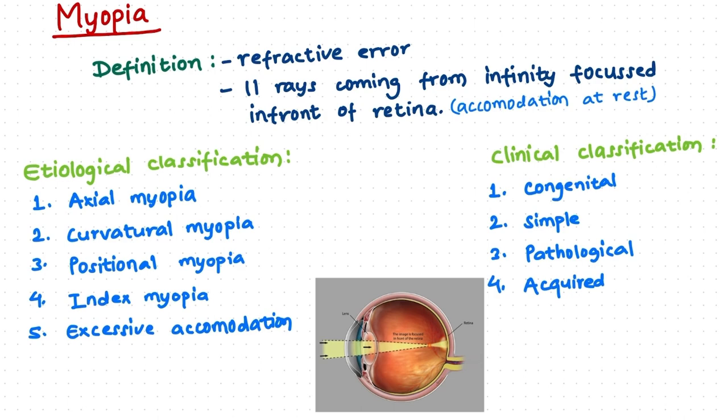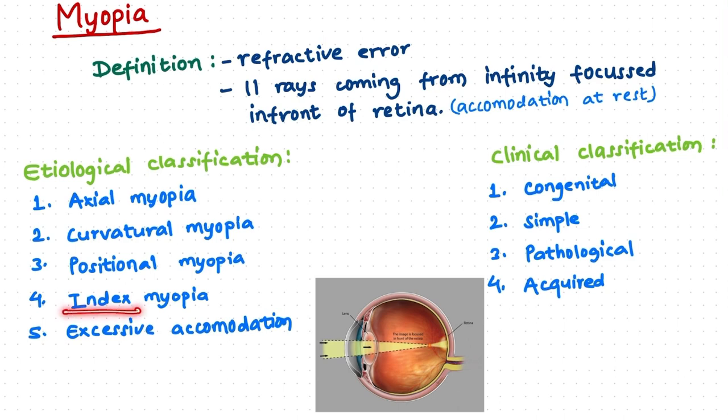Now coming to curvature myopia. What happens in curvature myopia is that there is an increase in the curvature of the cornea or lens or both, so that the rays of light are focused in front of the retina. Now positional myopia, it has to do with the position of the lens. There occurs anterior placement of the crystalline lens in the eye. When the lens lies anteriorly, then also the rays of light can be focused in front of the retina, creating myopia.